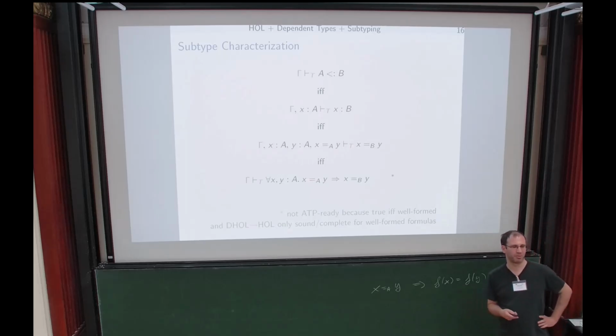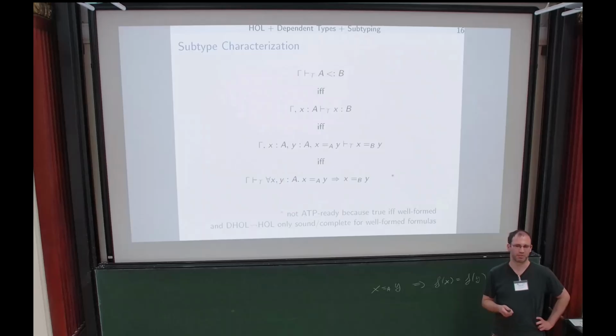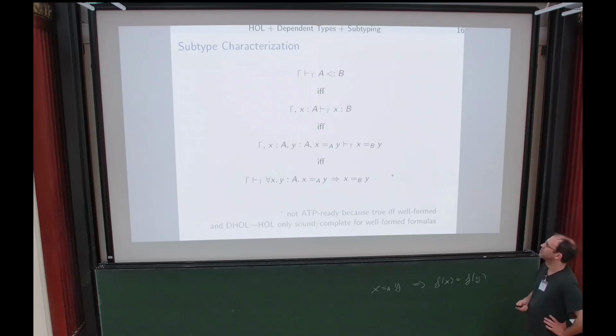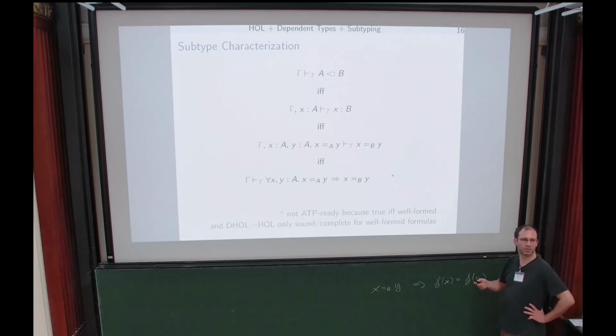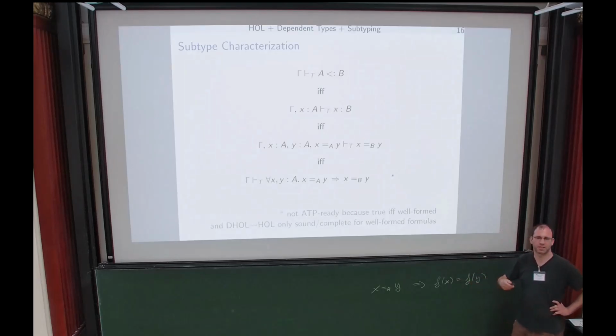So unfortunately, the soundness completeness theorem only works for well-formed formulas. So we cannot take a potentially ill-formed formula and throw it into the ATP. We have to first prove it to be well-formed, but that is as hard as proving it in the first place. So we cannot, unfortunately, feed this formula to the ATP to prove subtyping. So instead, what we're currently working on is a subtyping algorithm to reduce subtyping to a series of theoremhood assumptions, which we can then send to the ATP.